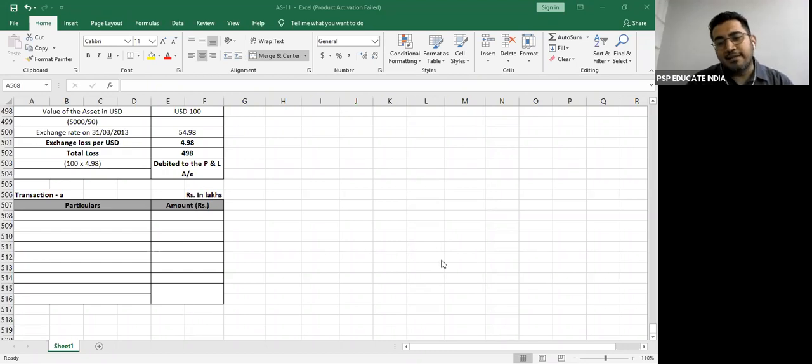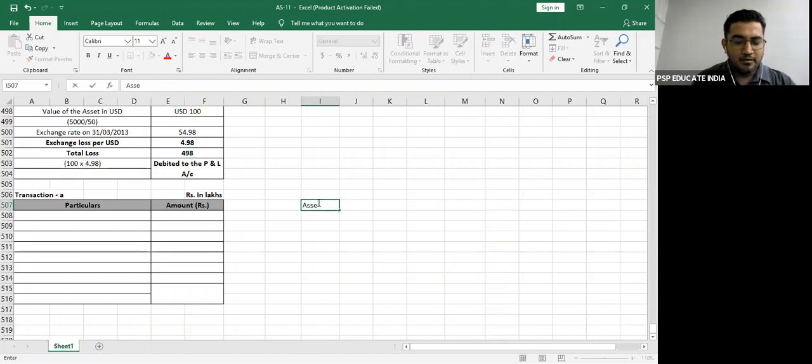Okay, it says in case of non-monetary items, we should not give any effect of change in exchange rate. Good question. Now, tell me, when you purchase this asset, what will be your journal entry? Everyone, please pay attention to this. You will be thoroughly clear with the concepts if you understand what I'm trying to say. Your entry will be asset account debit to creditors account.